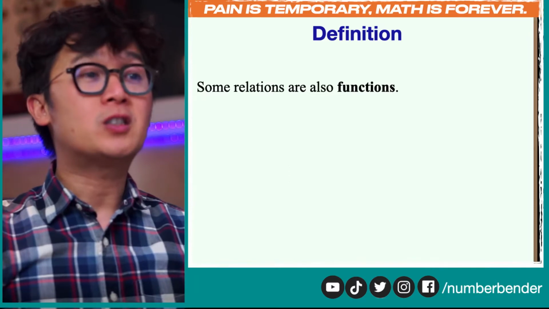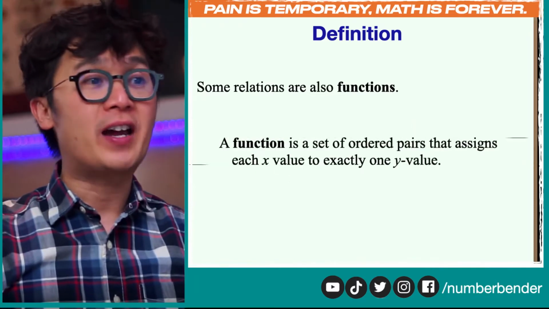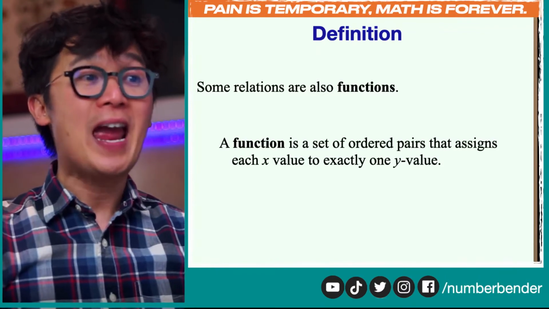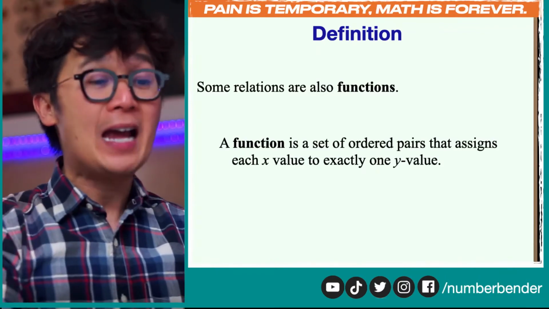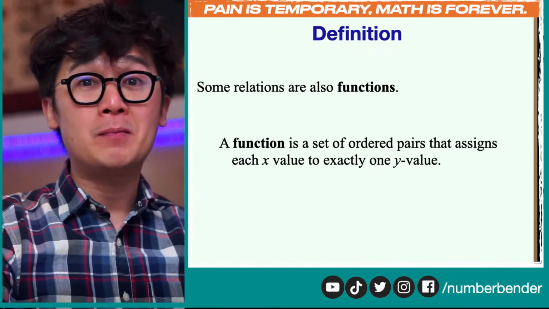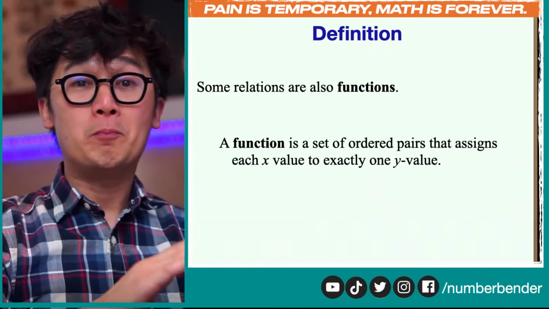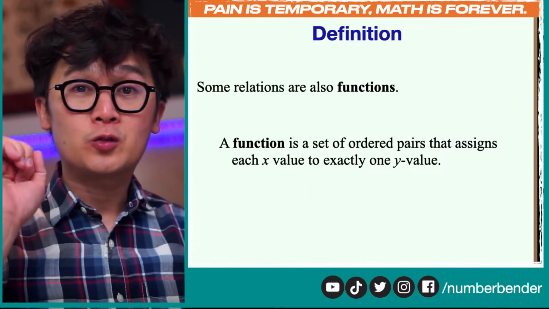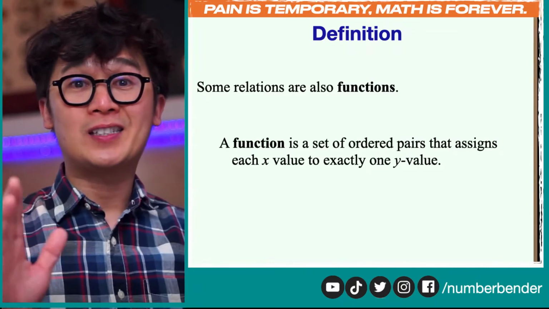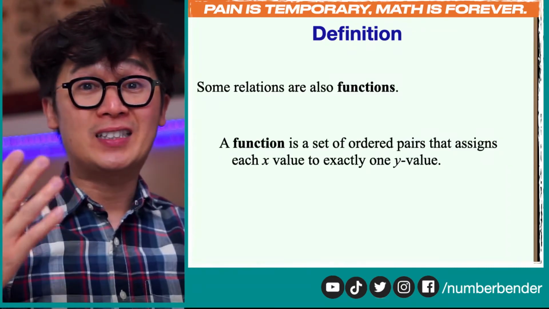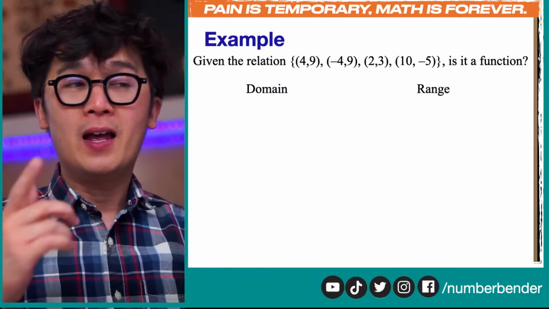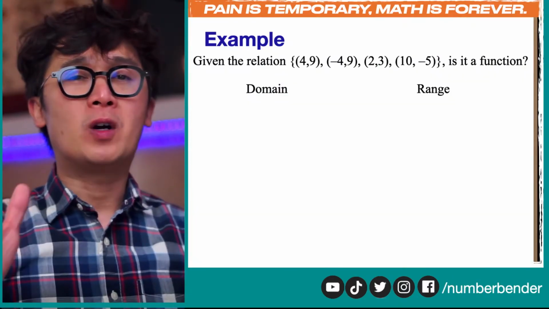So some relations are also functions, and how are we going to identify it? A function is a set of ordered pairs that assigns each x value to exactly one y value. So keep that in mind: one x value mapped to exactly one y value. And how are we going to show this type of validity of a function in f of x or in algebra? Let's have an example similar to what we had a while ago.